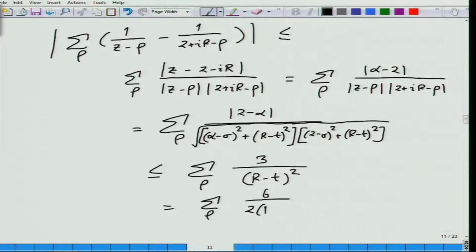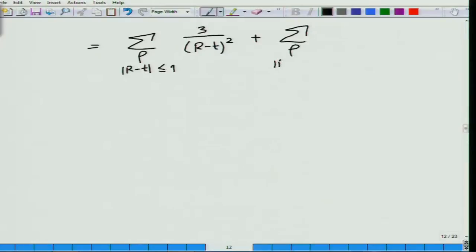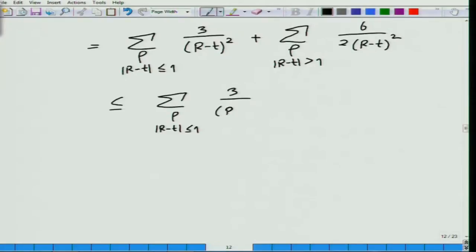the sum over rho of 1 over r minus t whole squared, which is less than or equal to, which I will break as the sum over rho such that absolute value of r minus t is less than or equal to 1, plus the sum over rho such that absolute value of r minus t is greater than 1. And this we can bound.